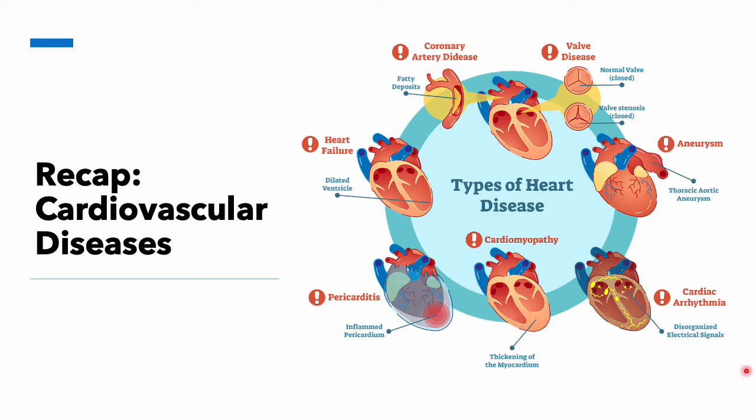A cardiomyopathy is a general term for diseases of the heart muscle where the walls of the heart chambers become stretched, thickened, or too stiff, and this affects how the heart pumps blood around the body. Pericarditis is inflammation of the pericardium, which is a thin sac that surrounds the heart. And heart failure basically means that the heart is not able to pump blood around the body properly, and it's usually because the heart is too weak or too stiff.